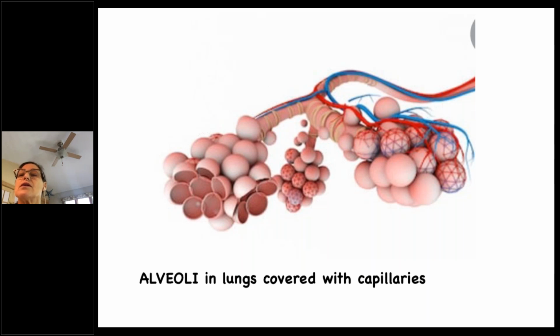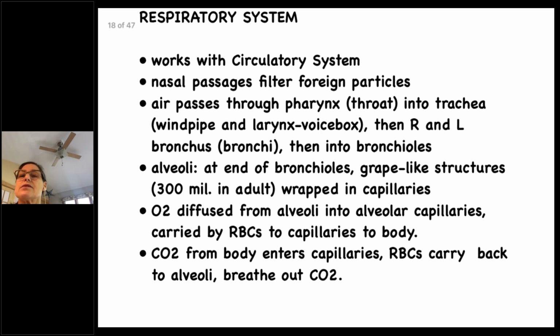Okay, I covered all this already. There's a word, diffusion. The oxygen diffuses from the alveoli into the alveolar capillaries, and then the red blood cells carry the oxygen to the capillaries out to the body. And then in the reverse, the carbon dioxide goes from the body back to the capillaries that surround the alveoli, and the red blood cells carry it, then you breathe out the carbon dioxide.